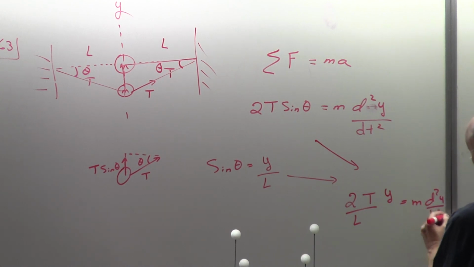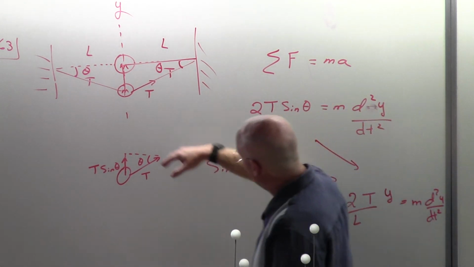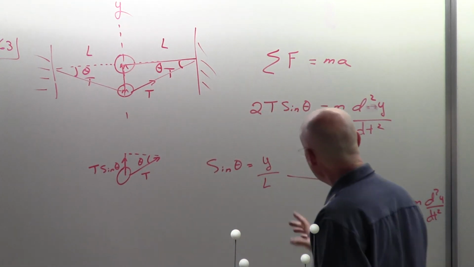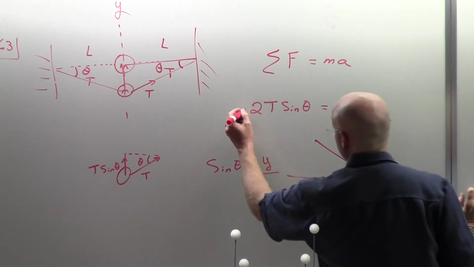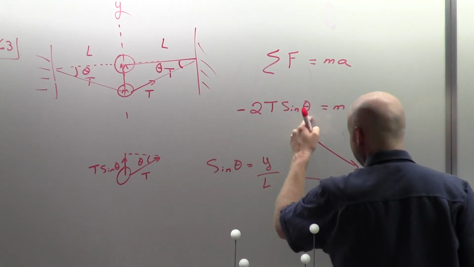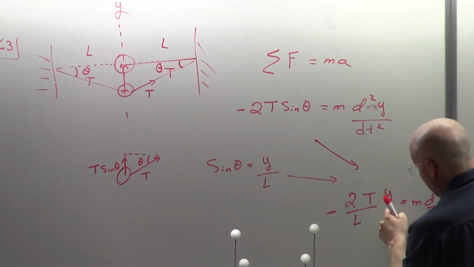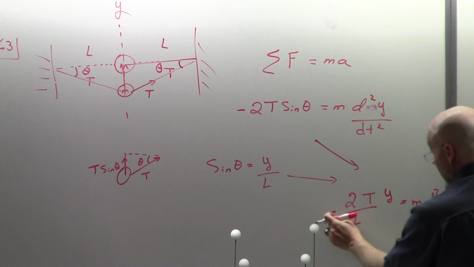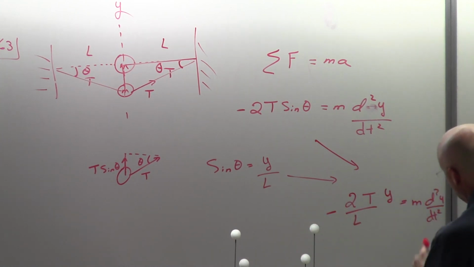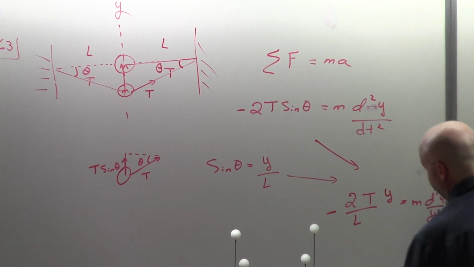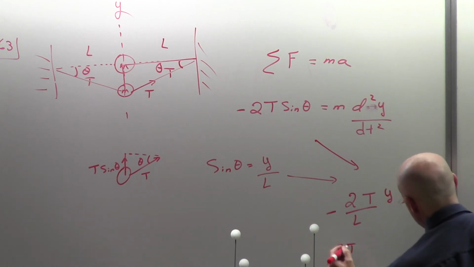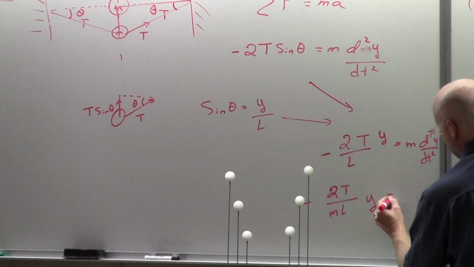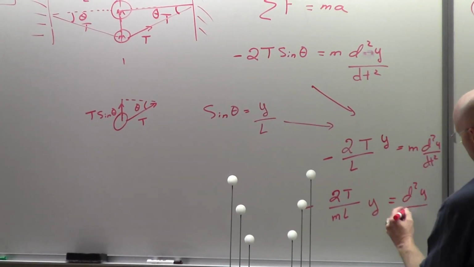Oh, and I guess I better watch my sign. If I pull it down, so y is negative, then the tension is restoring it. So this is really a force that is opposite of the angle. This is a force that is up when y is negative. And when the ball goes up and y is positive, then the force is down. So I got a little negative inside there. But you can see then we have that famous differential equation, negative 2T over mL times y is equal to the second derivative of y with respect to t.